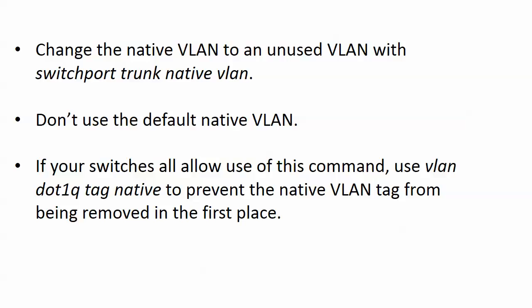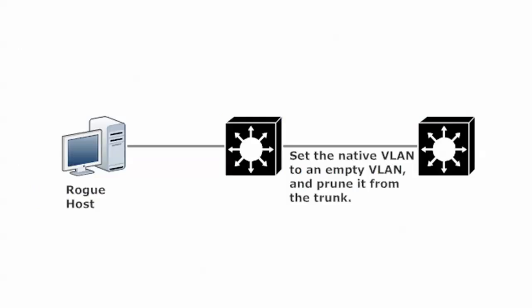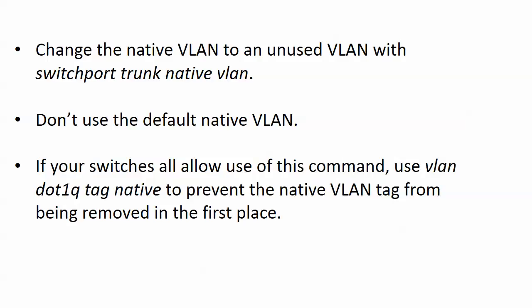Also, if your switches all allow use of this command, you could use the vlan dot1q tag native command to prevent the native VLAN tag from being removed in the first place. And not all your switches are going to run that, not all your models. So you want to check IOS on your particular switch before you use that. So just a quick illustration there and a reminder, set the native VLAN to an empty VLAN. You could also prune it from the trunk. A couple of good approaches here to stop double tagging.